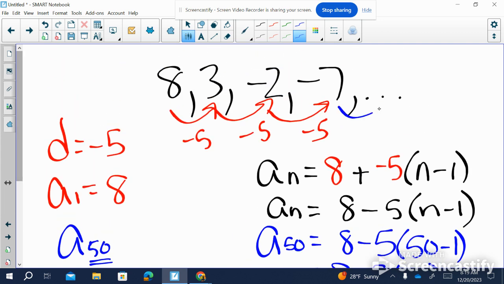Makes sense because it keeps going down and down and down, so it makes sense that it's such a large negative number.